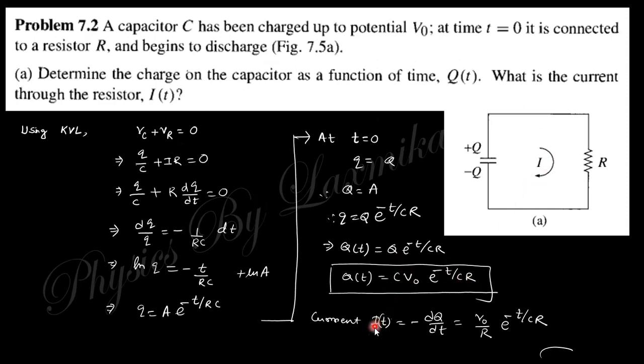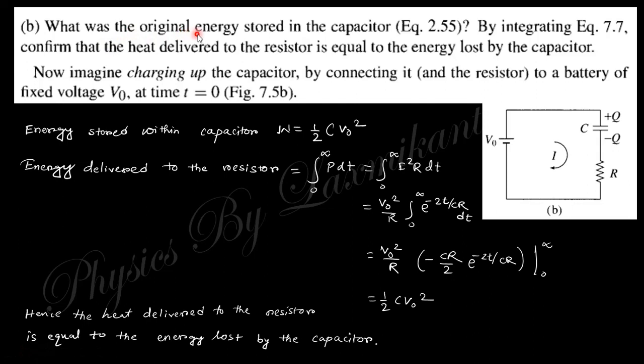And what is the current? Current is nothing but dq dt, simply the derivative of this expression with respect to time. You will get this expression. Clear?